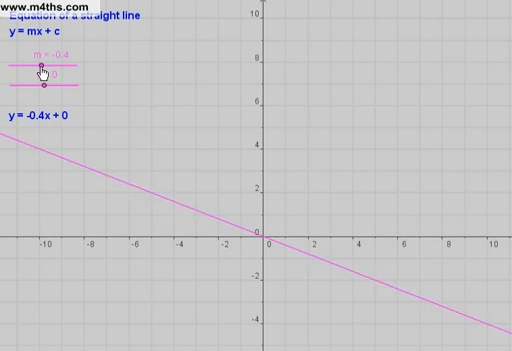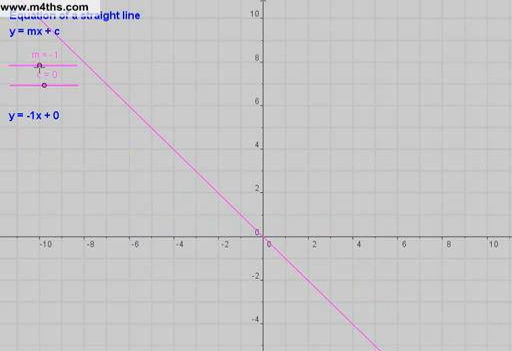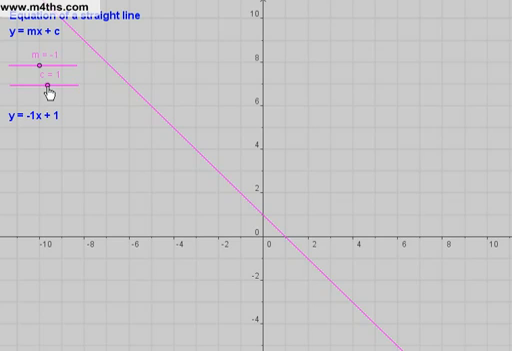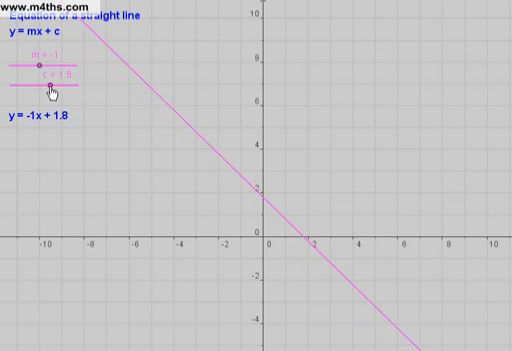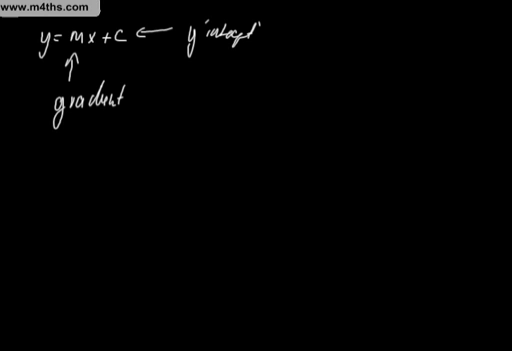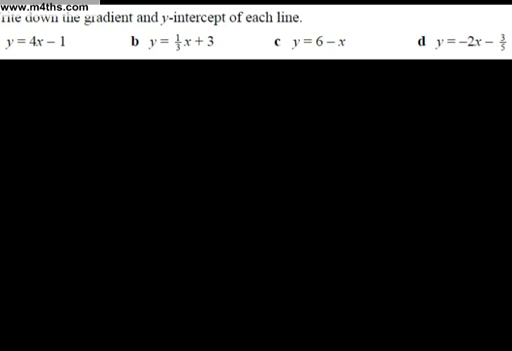Let's now look at a negative gradient. This is a negative gradient of minus 1. We start in the second quadrant and leave in the fourth. So this is y equals minus x, y equals minus x plus 1, y equals minus x plus 2. And this is the form we write it in. So those are an absolute essential. You need to have a complete command on that, and I'll assume that the majority of you have prior to this. Now let's look at some work concerning these.